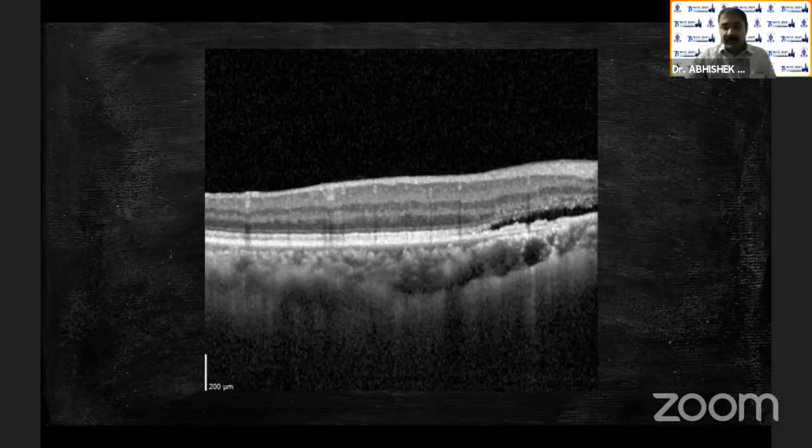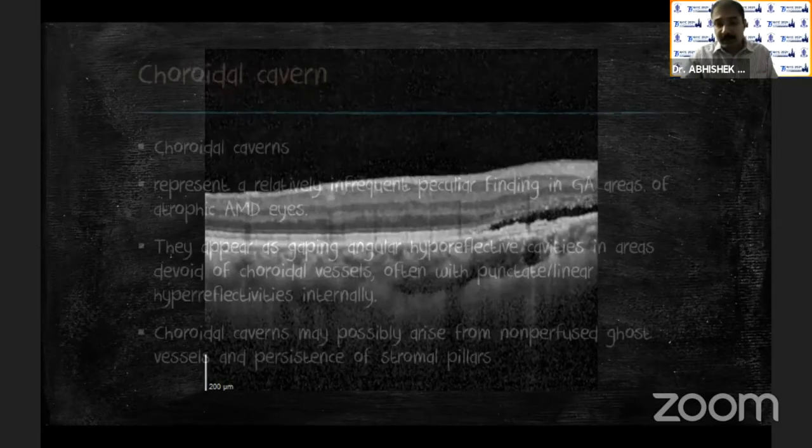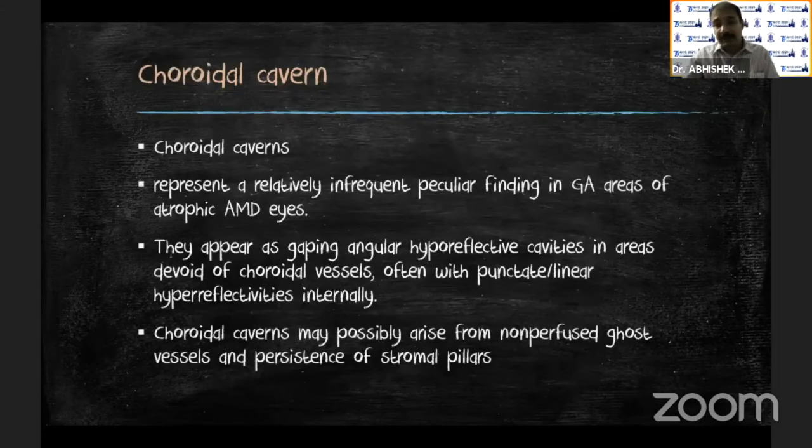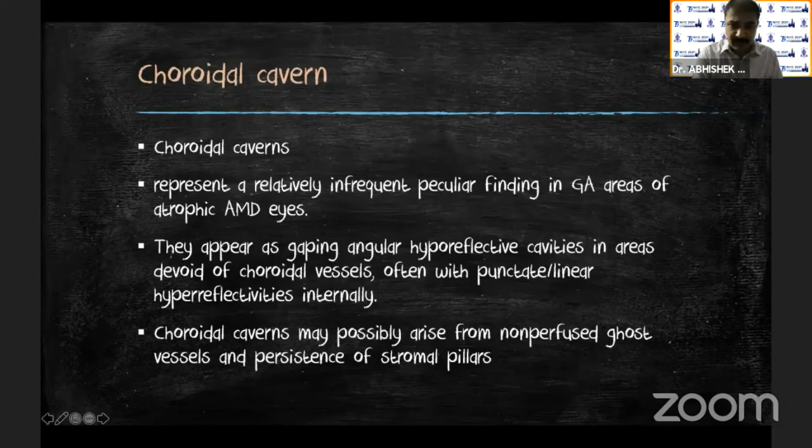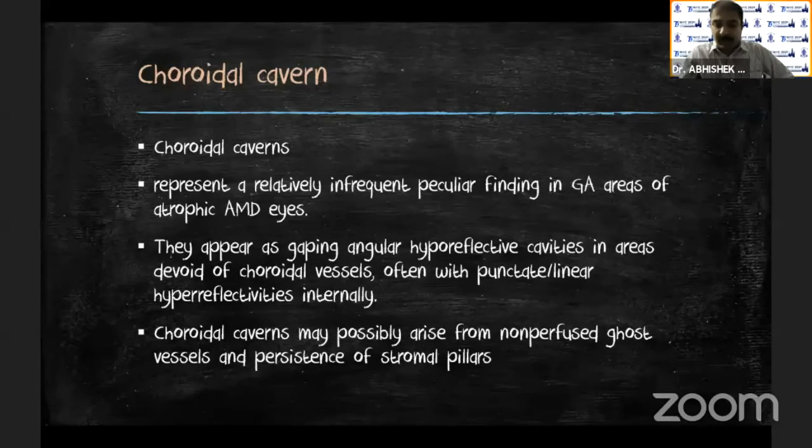So this is an interesting entity which Dr. Unni had pointed to. This is what is called a choroidal cavern. If you see, there was a large area of hyporeflectivity in the choroid. It's an infrequent peculiar finding, mostly seen in atrophic AMD, but can be present with wet AMD also. It's a gaping angular hyporeflective cavity in the area that is devoid of choroidal vessels, and it's often seen with punctate or linear hyperreflectivities internally. Choroidal caverns may possibly arise from non-foveal ghost vessels or persistence of stromal pillars.